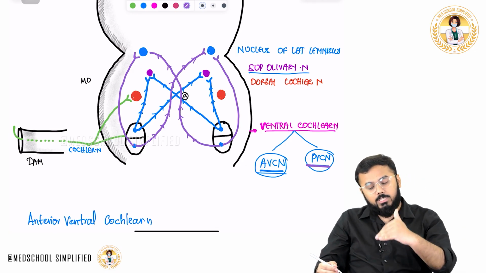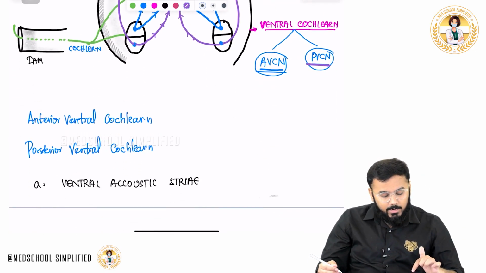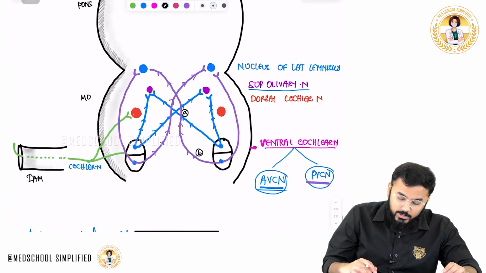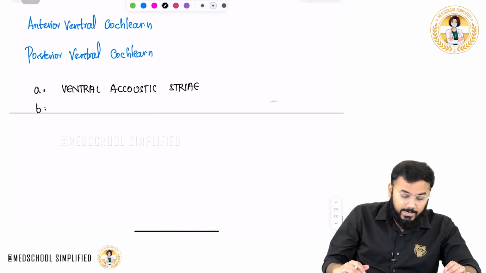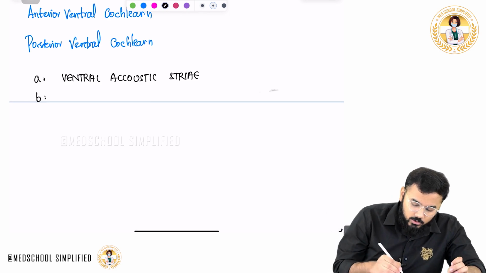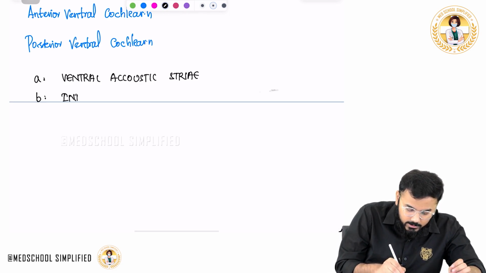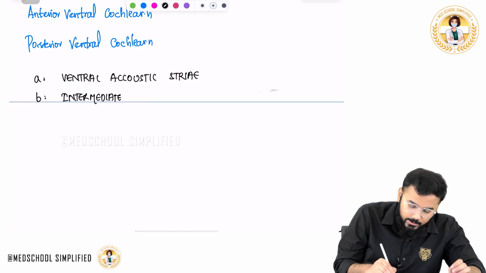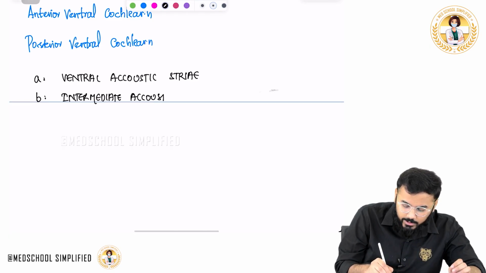So can I tell these fibers are also similar to the ventral acoustic striae? So these fibers are called intermediate acoustic striae. One is called ventral acoustic striae and B fibers are intermediate acoustic striae.